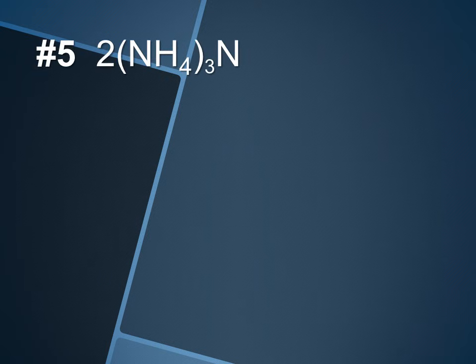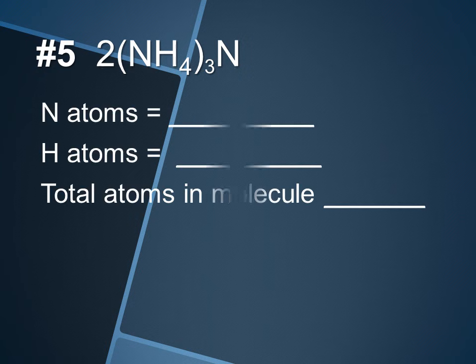Okay, last example, and this is tricky for 3 reasons. One reason is we have a parentheses. Okay, another reason is because we have 2 of them, so there's a big 2 in front, a coefficient in front. And the third reason is we have 2 N's, okay, 2 nitrogens. So, nitrogen atoms. Well, I'll give you a second to think about it.